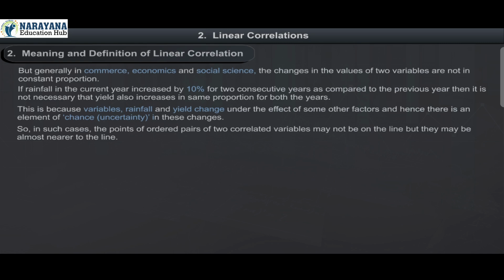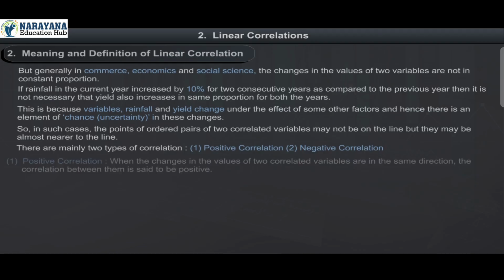So, in such cases, the points of ordered pairs of two correlated variables may not be on the line, but they may be almost nearer to the line. There are mainly two types of correlation. Number 1, positive correlation. Number 2, negative correlation.